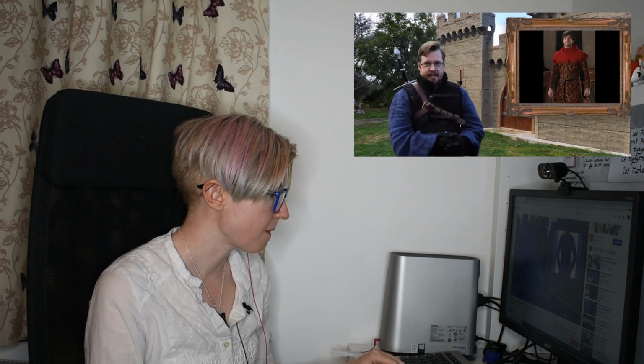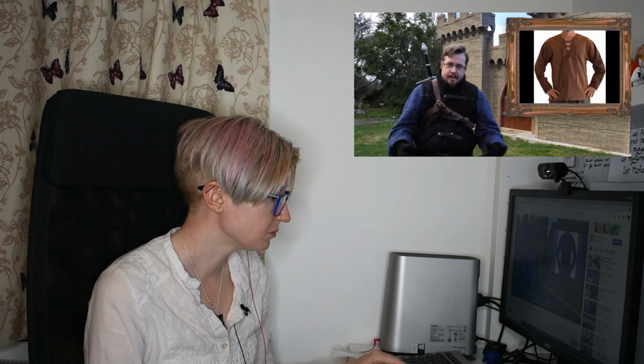Now, the other thing about the shirt being the undergarment is that if they're short, they can be longer, it varies, okay?